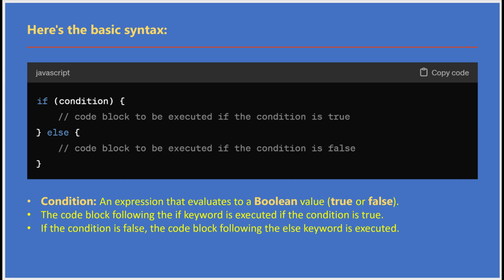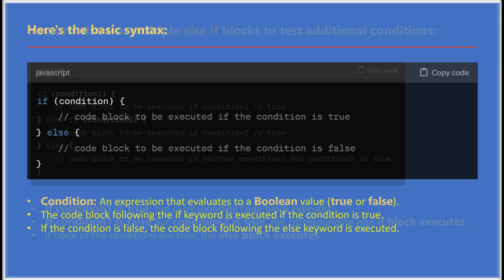Here's how it looks in terms of syntax. In JavaScript, you'd write if, followed by a condition in parentheses. After that, you open a code block with curly braces. This block of code will be executed if the condition is true. But what if the condition is not true? That's where the else part comes in. You'd write else, followed by another code block. This block of code will be executed if the condition is false. So the if else statement is like a fork in the road with two paths. The condition determines which path to follow.